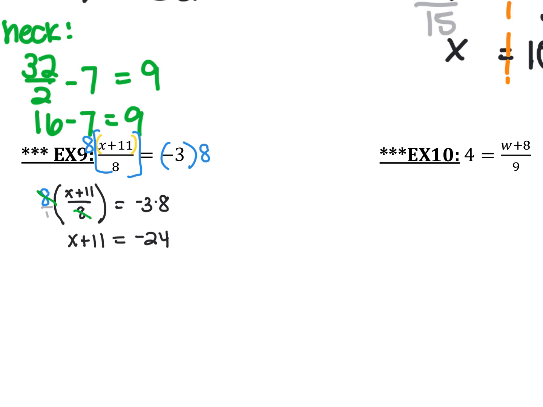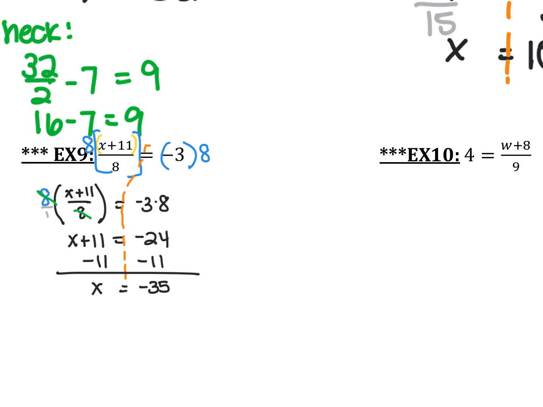And now I'm back to a one-step equation that I can solve. You'll notice that I'm still working down the equal sign. I'm still doing what I'm doing to one side, I'm doing to the other side. And I'm going to continue that because I see an x plus an 11, and I need to undo the 11. So the inverse operation of that is subtracting 11. And we get x equals negative 35.